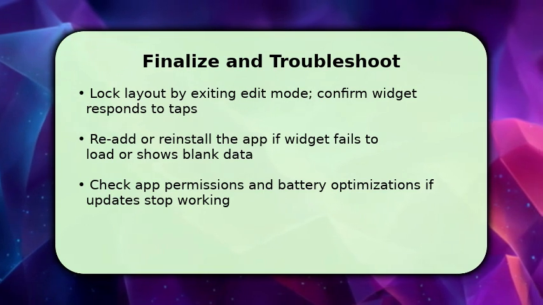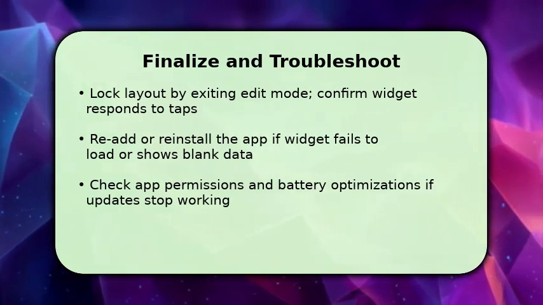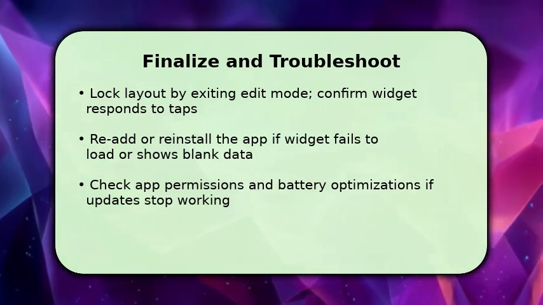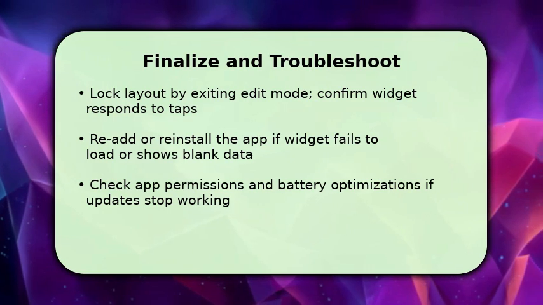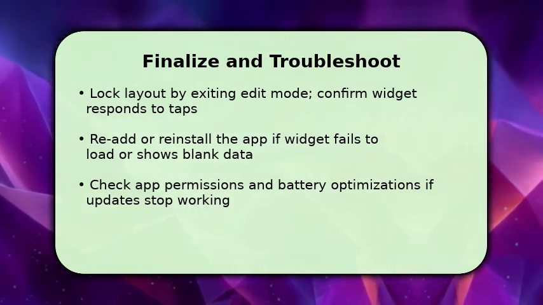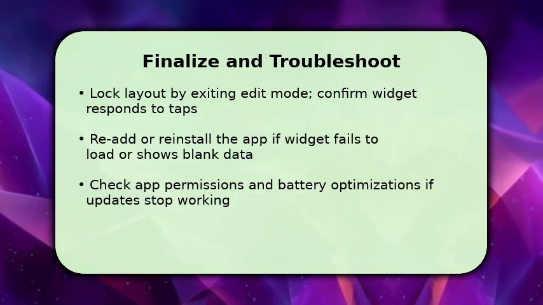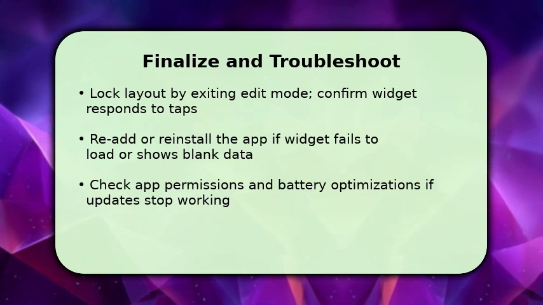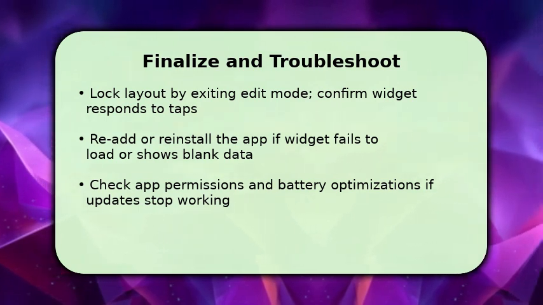Test each widget by interacting with it: open, refresh, or configure to confirm live data appears. If a widget is blank or won't add, first remove and re-add it. If that fails, reinstall the app and grant necessary permissions. Also check battery optimization settings that may restrict background updates. These steps resolve most issues if things still misbehave.